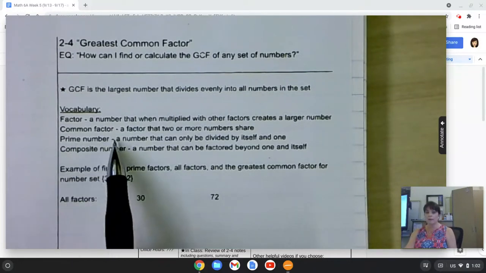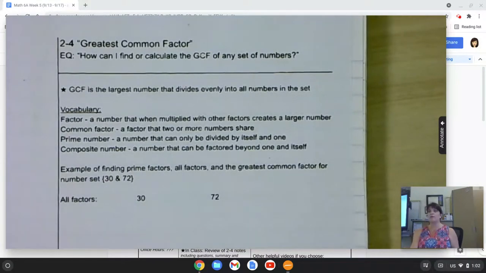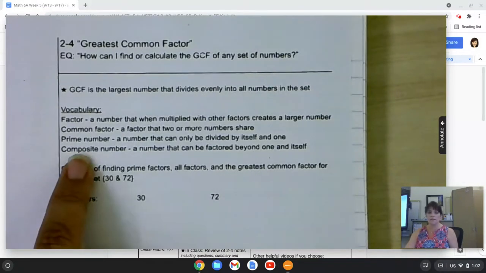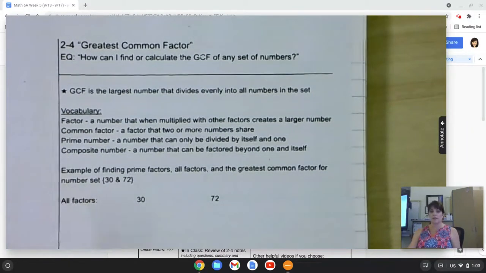A prime number is a number that can only be divided by itself and 1. Think of numbers like 1, although 1 is kind of a weird one, 2, 3, 5, 7, 13. Okay, a number like 10 is not a prime number, it's a composite number because 2 times 5 equals 10. So it can be divided by something besides 1. Okay. So that vocabulary is very important in this.